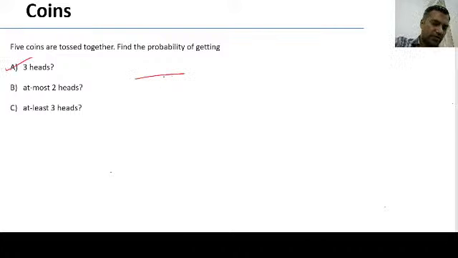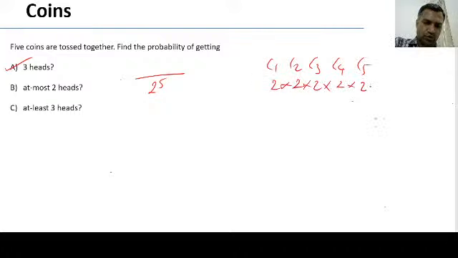What is my denominator, friends? 2 power 5. Where has this 2 power 5 come from? There are 5 coins, C1, C2, C3, C4, C5. Therefore 2 into 2 into 2 into 2 into 2. This is the total number of outcomes. How many are in my favor? How many heads do I want? 3 heads. Therefore 5C3.